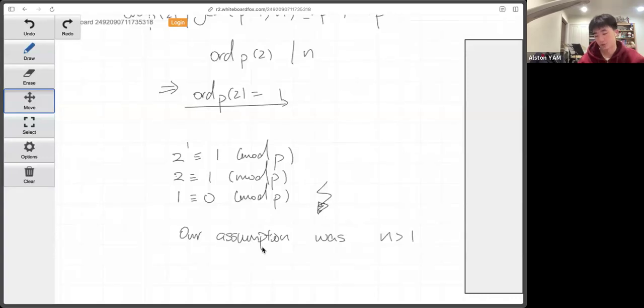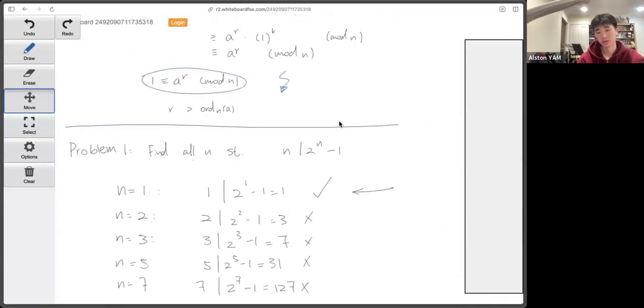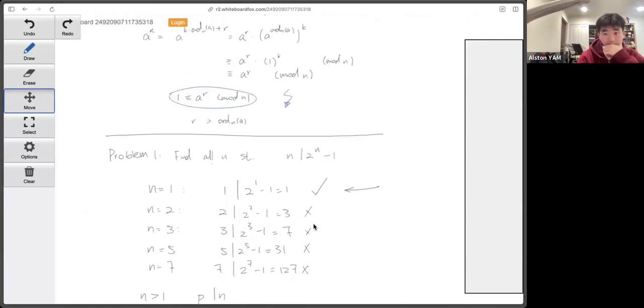And if we trace all the way back, our assumption was n is greater than 1. So this assumption must be wrong. Therefore, n has to be equal to 1 for this congruence to work.